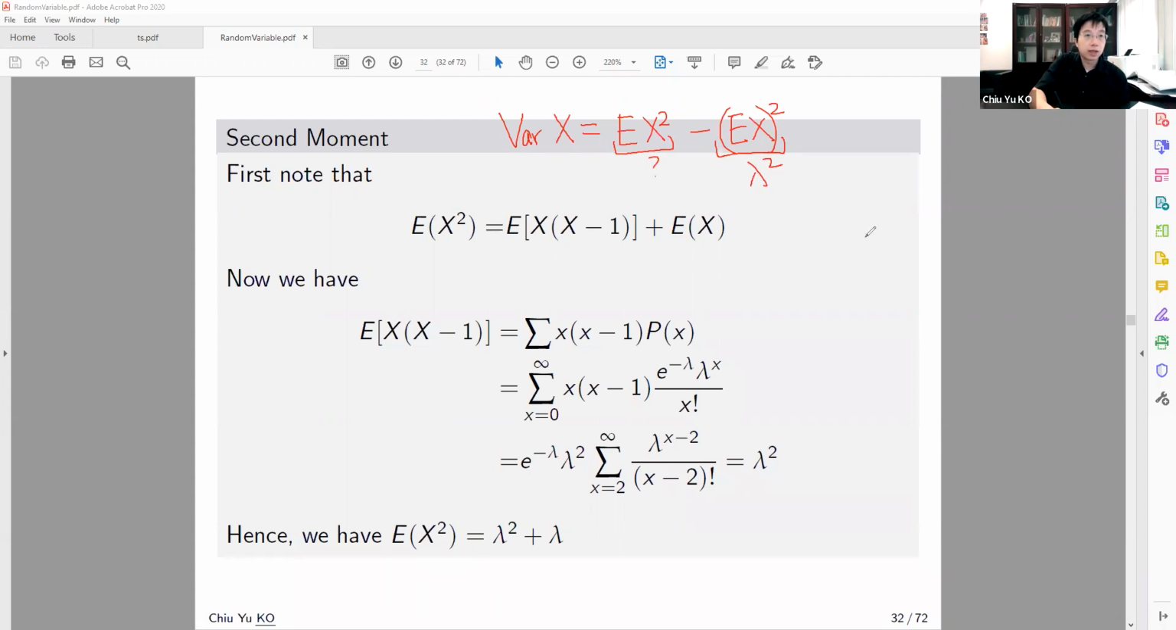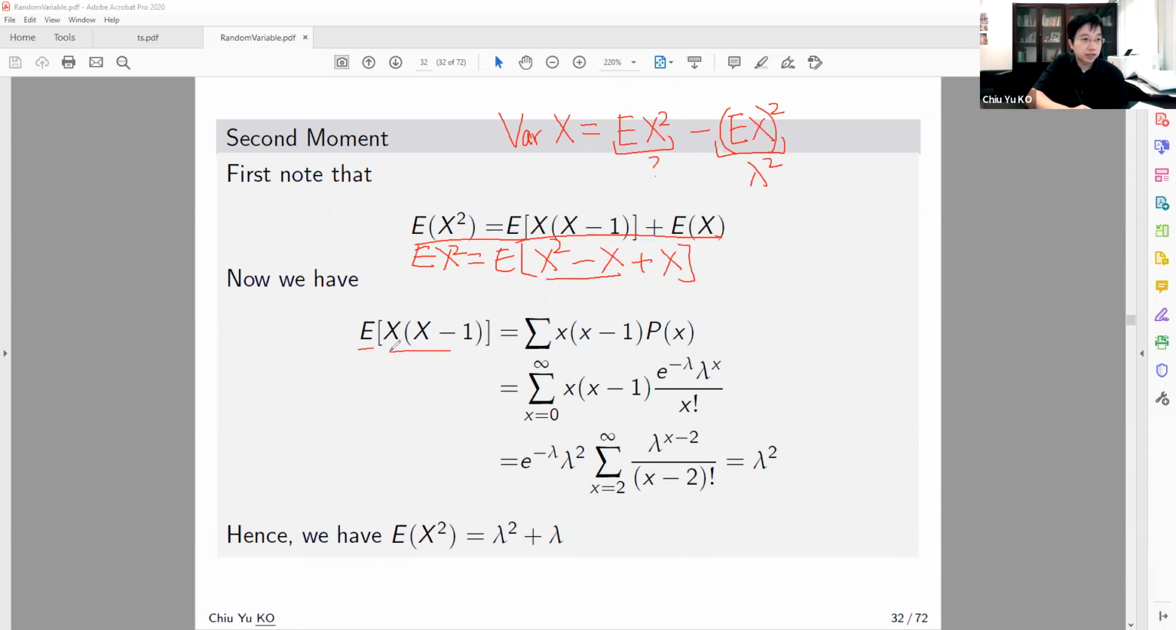With this trick, expected X squared is equal to expected X squared minus X plus X. The reason why is that expected X times X minus 1 will be easy to calculate rather than calculating this directly. So that's why we use a little bit of a detour. We calculate this first, plus lambda, we get the X squared, and then we can calculate the variance. The proof will not be difficult. You will see the same trick.